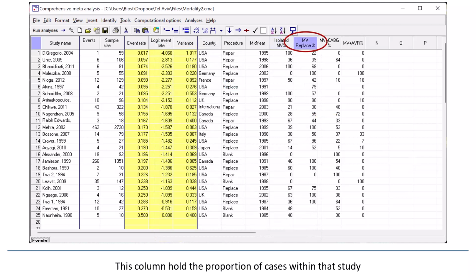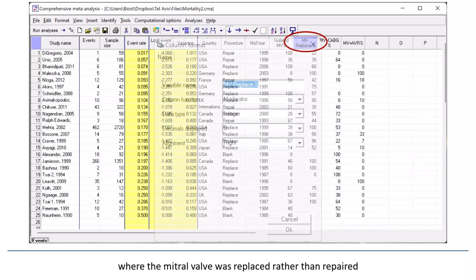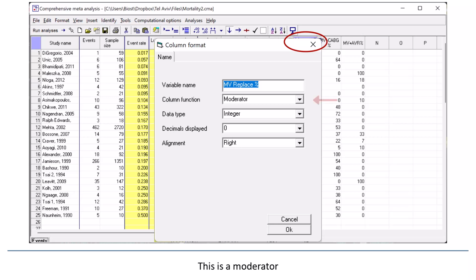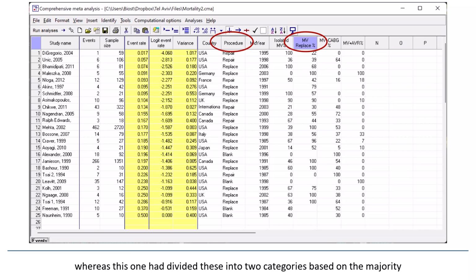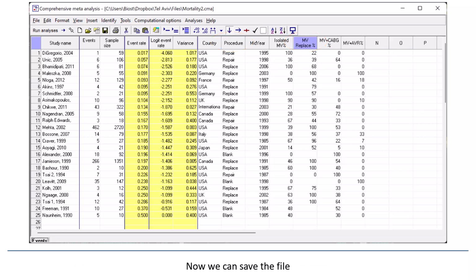This column holds the proportion of cases within that study where the mitral valve was replaced rather than repaired. This is a moderator, and the data type is integer. This column is based on the same data as this column, but this column includes the actual proportion of cases, whereas this one divided these into two categories based on the majority. Now we can save the file, and I'll return to the analysis screen.